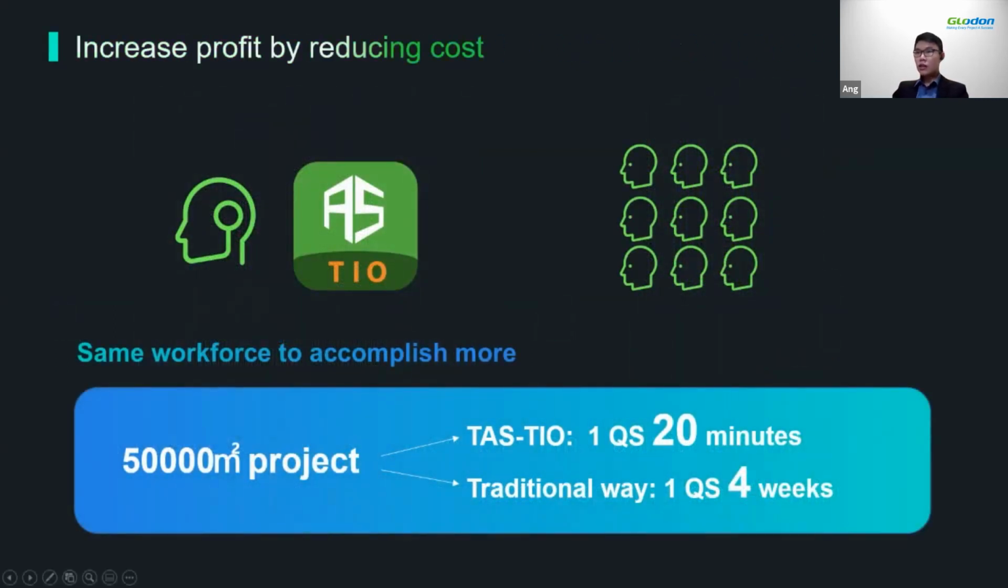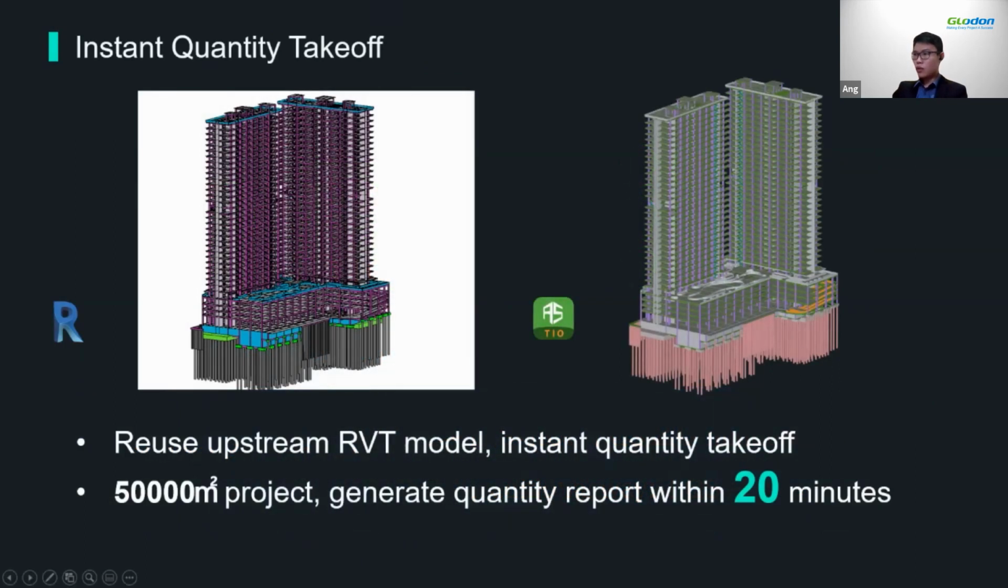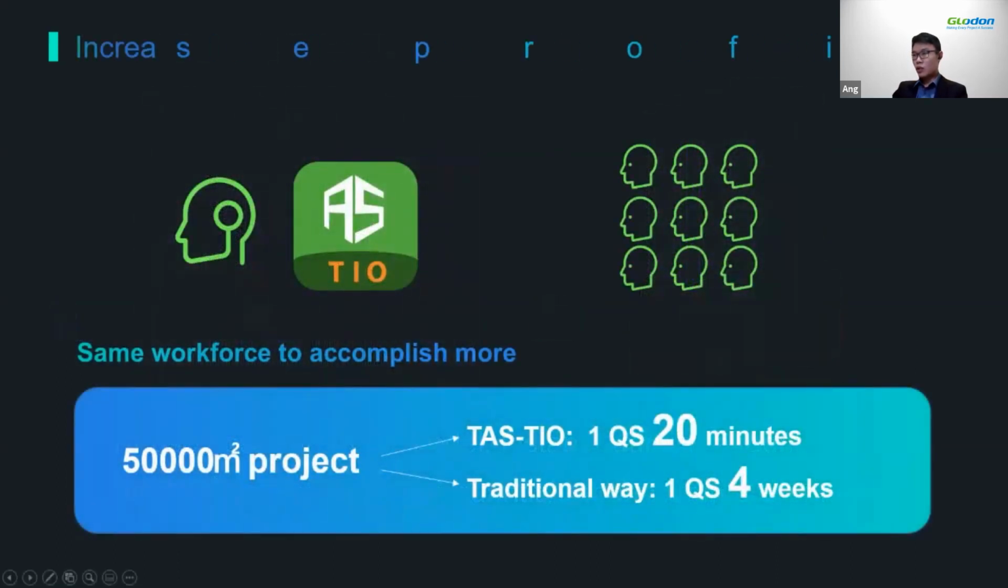So basically, TIO increases your profit by reducing cost. Why do we say this? This is because, based on the project just now, that was an estimated project of around 50,000 square meters. Usually by the traditional way, one QS might take about 4 weeks to finish the measurement for that building. Now, if we look back at the building, I'm guessing there are around 4 to 5 floors for the parking, and then for the building itself, 2 towers consisting of maybe 20 to 30 floors here. So typically for one QS, it might take up to 1 month, but by using TIO, it only takes 20 minutes as long as you have the 3D model. Then it will generate the quantities report in under 20 minutes. So imagine how fast that would be if you're using TIO.